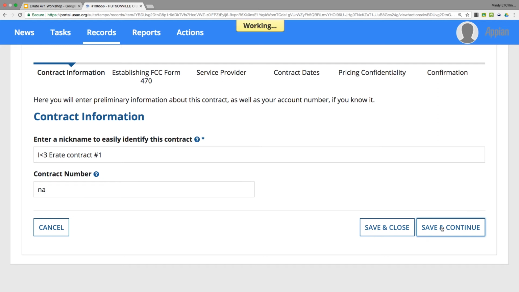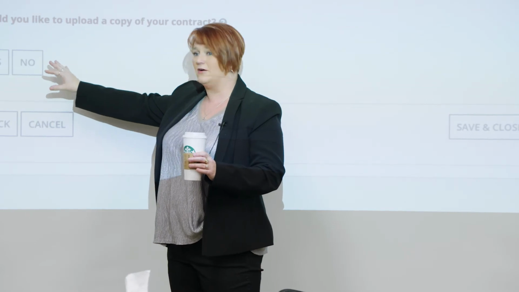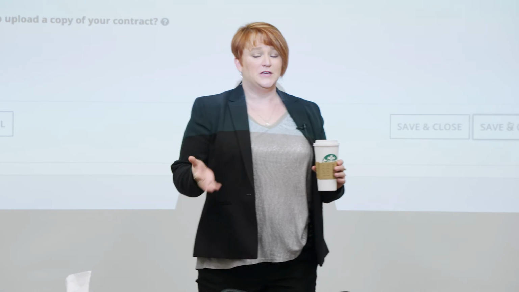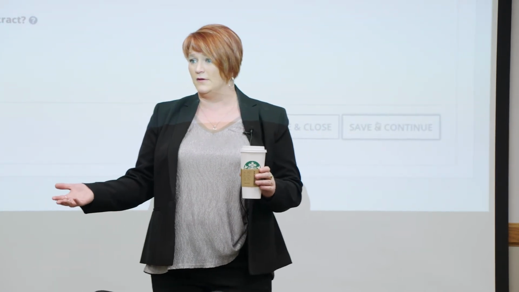Click on Save and Continue, and it says, would you like to upload a copy of the contract? You can say no. So we can put the SPIN number and the information in here and not upload a copy. You will be asked for it in PIA review. So my feeling on it is go ahead and get that contract, put it on here, put the email that says I've chosen you today on here, attach both documents, have everything on here. It's one less question to answer in PIA review.